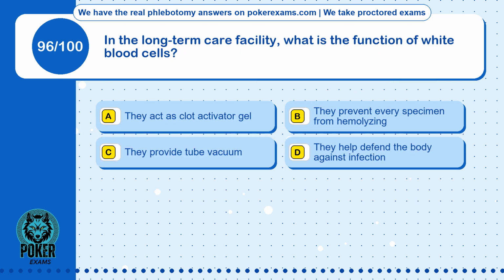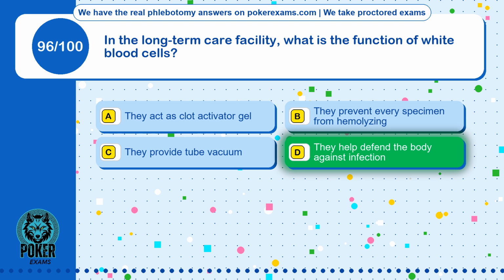Question 96. In the long-term care facility, what is the function of white blood cells? Option A. They act as clot activator gel. Option B. They prevent every specimen from hemolyzing. Option C. They provide tube vacuum. Option D. They help defend the body against infection.